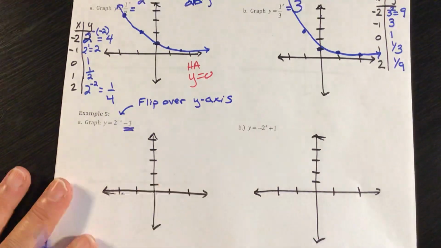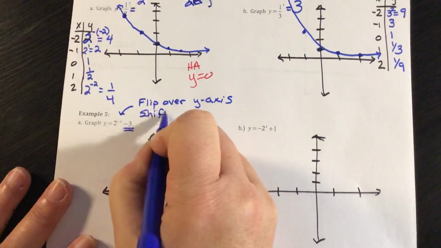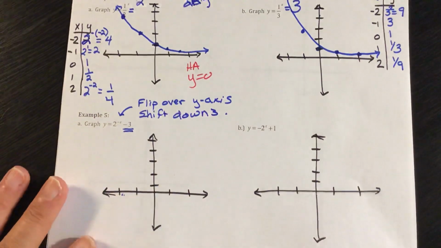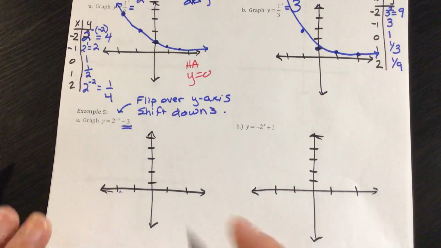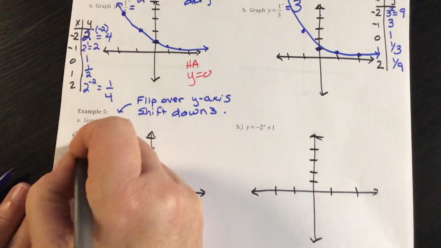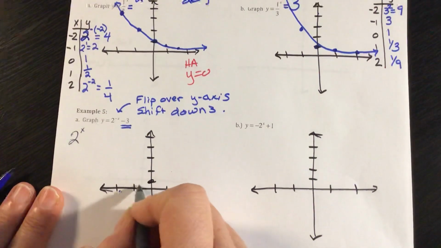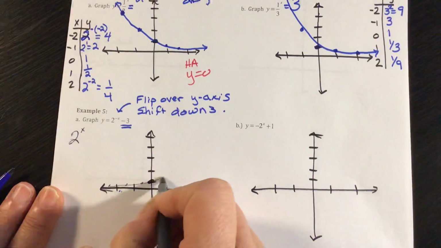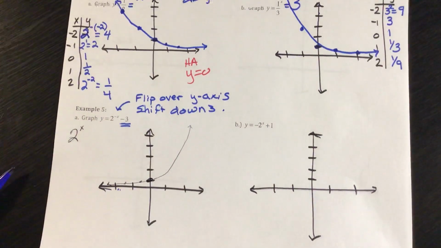And this part here tells me I'm going to shift, and that would be down 3. All right, so I'm going to just very lightly draw in what the parent function of 2 to the x power looks like. Okay, remember we have over 0 up 1, and it's going down. So this is what 2 to the x power looks like.